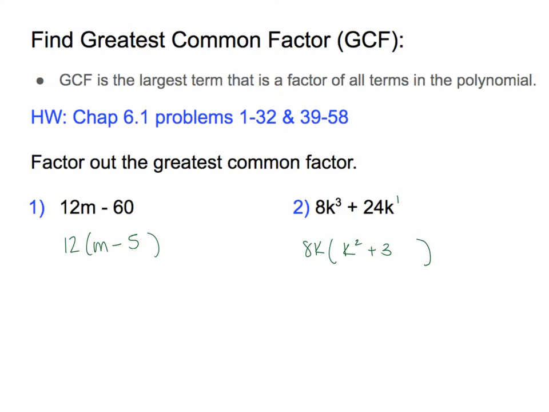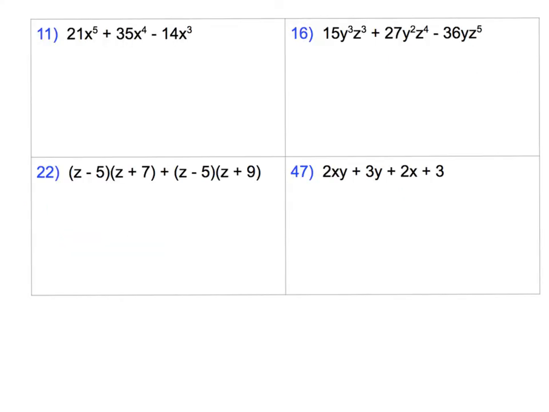All right, so let's try out some other problems that have more variety to them. So in this one here, you have 3 terms, and check out the numbers. You have a 21, a 35, and a 14. What do they all divide by? Just take a moment to think about it. All right, they all divide by 7. So in this case here, if I divide out 7, I would have a 3 left over here. 21 divided by 7 is 3. 35 divided by 7 is 5. And 14 divided by 7 is 2.